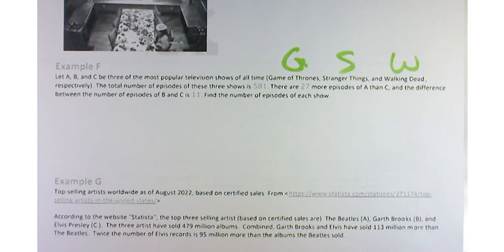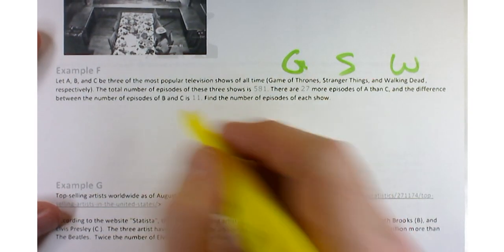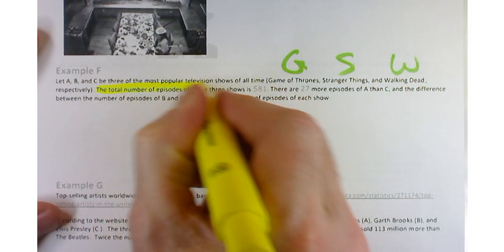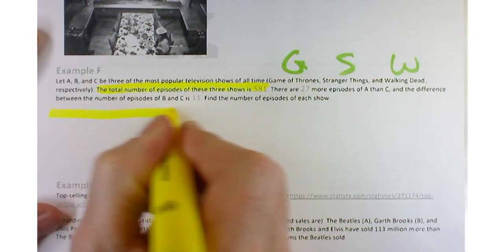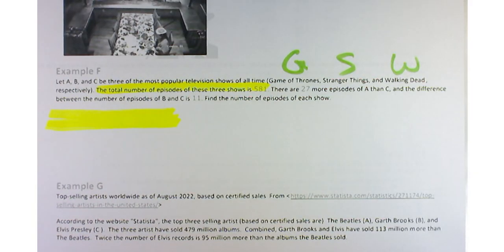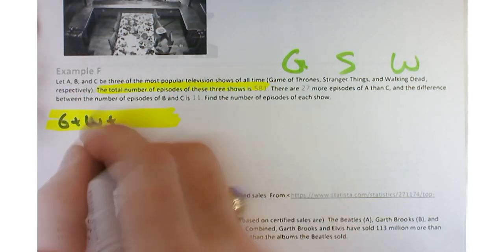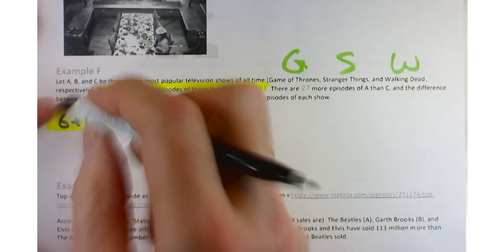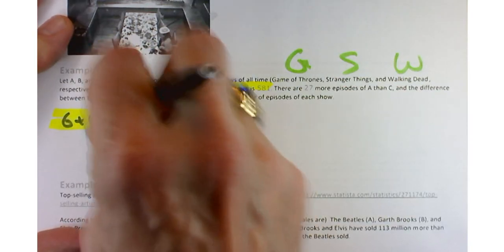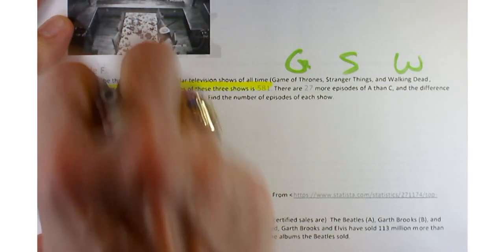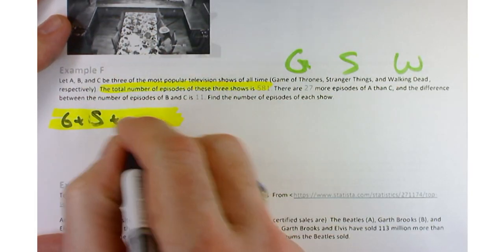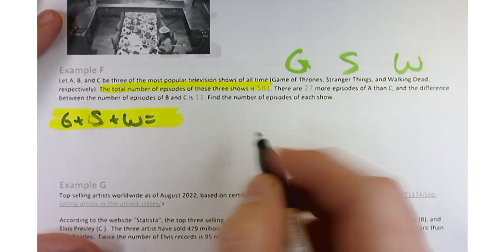Okay. Let's see. Total number of episodes of these 3 shows is 581. That one should be pretty straightforward. So that's going to be G plus S plus W. That actually worked. I was kind of surprised. G plus S plus W equals 581.